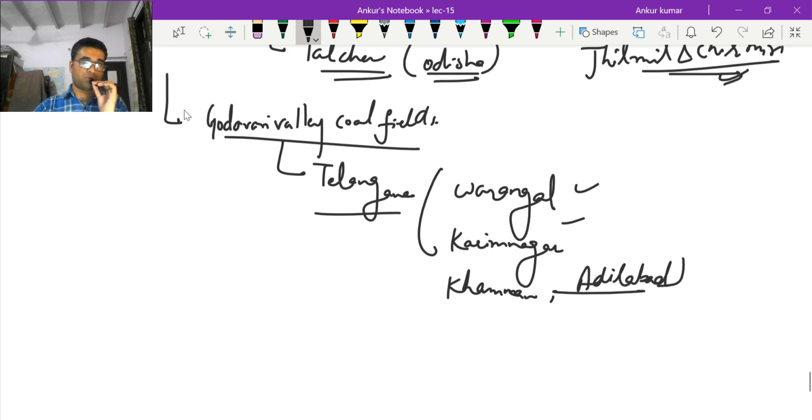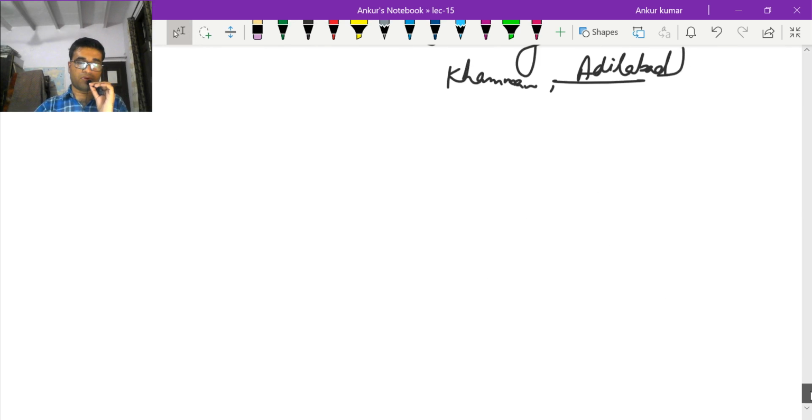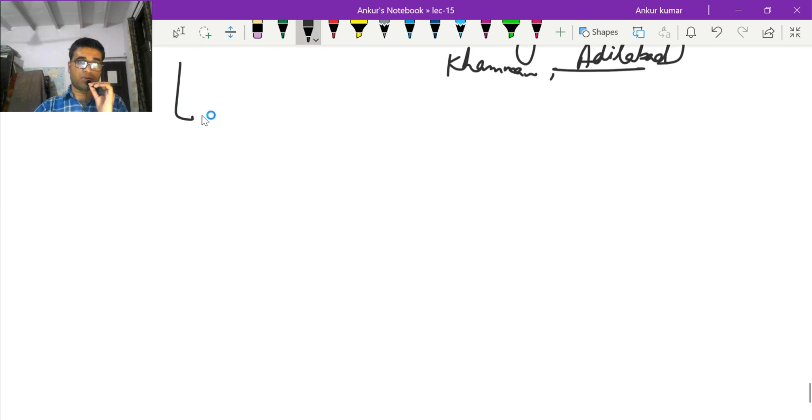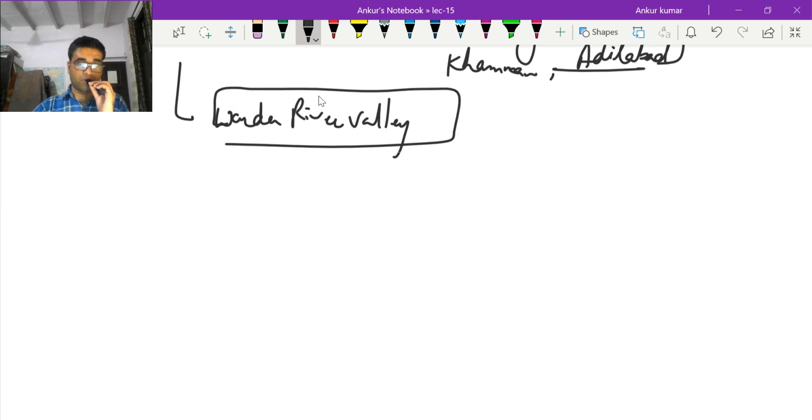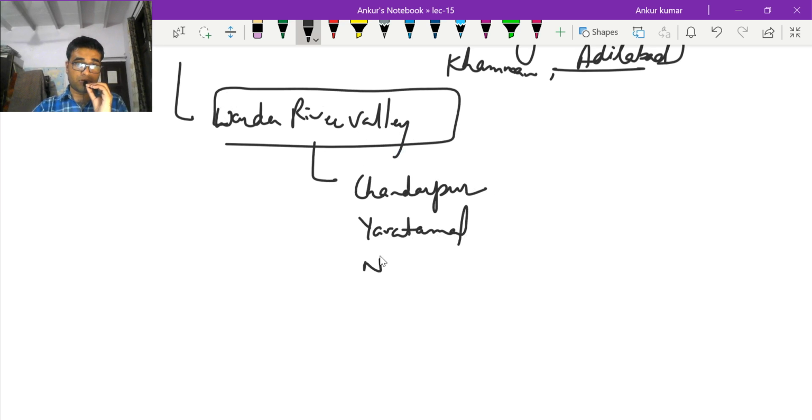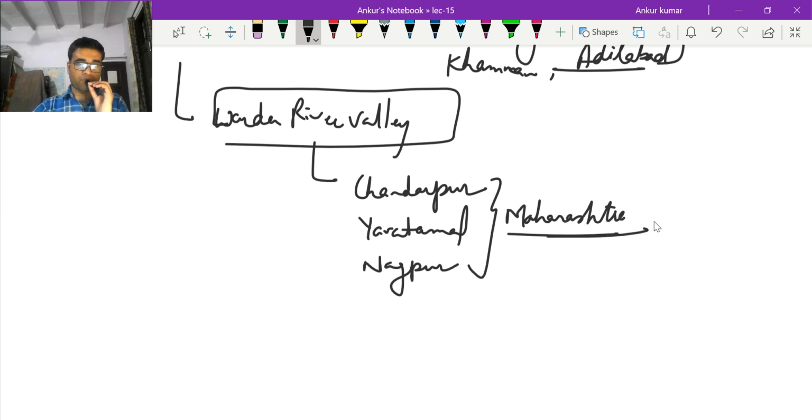Okay. Moving on to the next valley, that is the Vardha River Valley. So the coal fields of Vardha River Valley are basically in Maharashtra. So the districts which you can remember here are Chandrapur, Yavatmal and Nagpur. All three are in Maharashtra. Okay. So this is the Vardha River Valley coalfield.